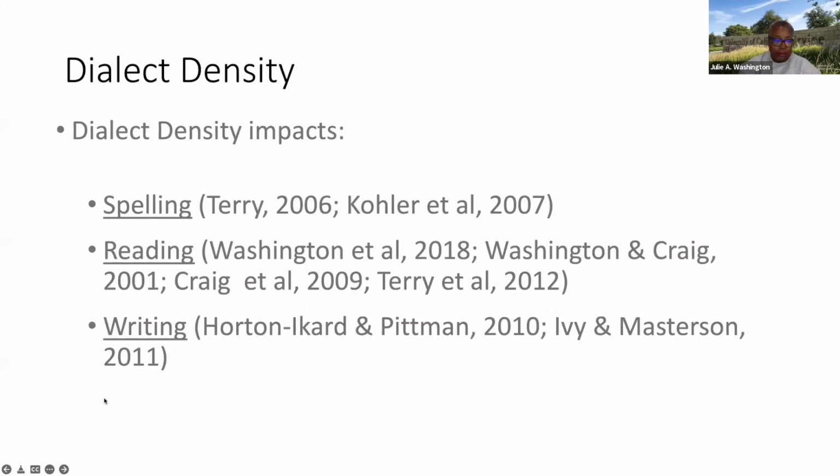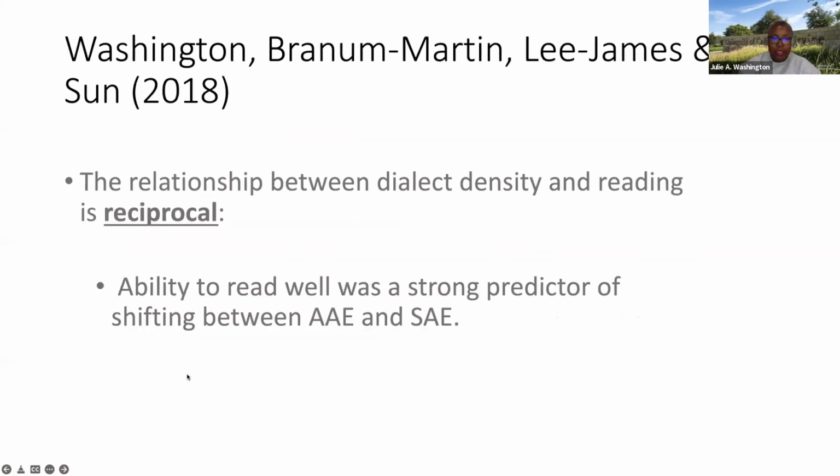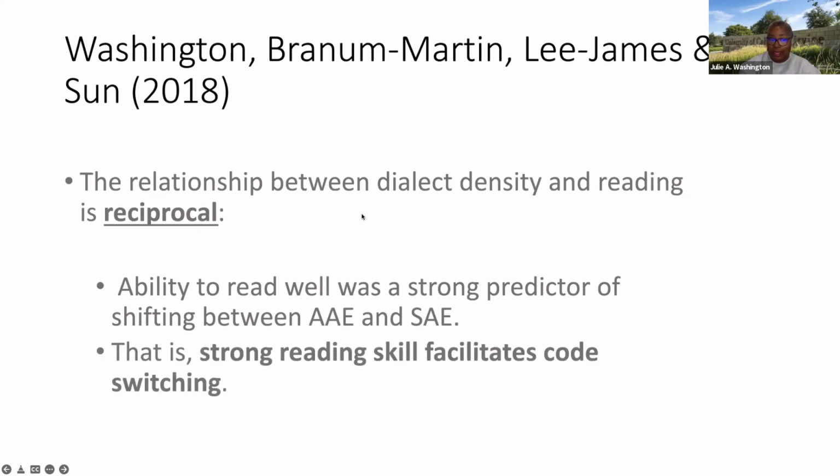One of the important findings for us a couple of years ago was that the relationship between dialect density and reading is reciprocal. The ability to read well is a strong predictor of whether you will be able to make this shift between African-American English and General American English that's so necessary to read, write, and spell. If you're a good reader, you're better at this because, for one thing, you have more access to the language of print because you can actually read.